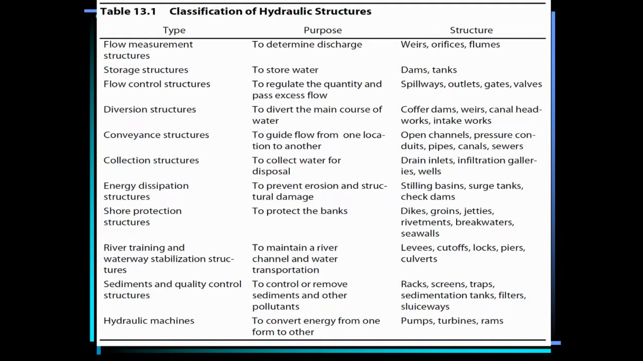And then you have flow control structures, which are used to regulate the quantity and pass excess flow. This is for regulation of the quantity of flow. Here we have spillways, outlets, gates, and valves. We looked at some gates in fluid mechanics. We may look at spillways, which are part of a dam structure.